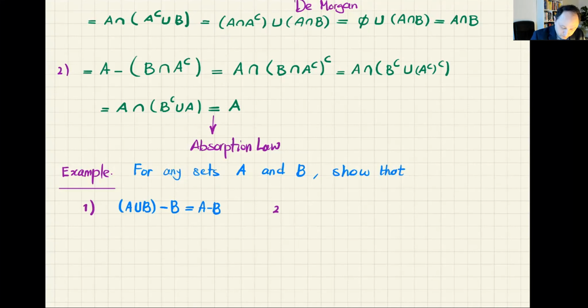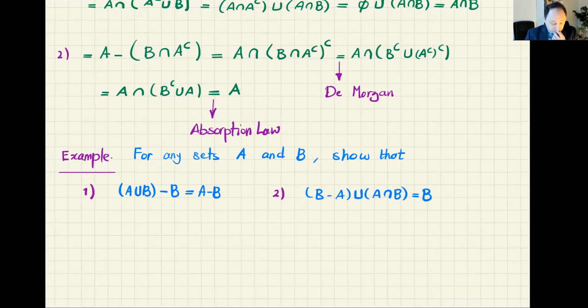Number two, (B minus A) union (A intersection B) is equal to B. Okay, so I will wait for you 5 minutes, I think is enough. Okay, so I think it's not that hard.